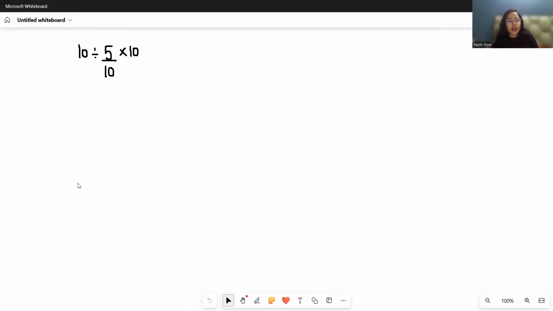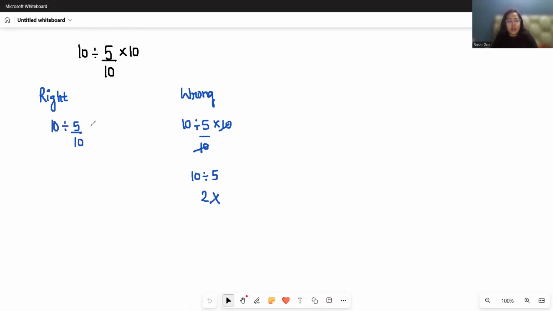In this video, we are going to solve a simple looking expression that many people fail to solve. So we are going to see what's the right method to solve it and what mistake people make in this. So 10 divided by 5 multiply 10 by 10. Here what people do, they cancel out the 10 with 10 and then get 10 divided by 5 as 2, which is the incorrect answer. So here, 10 divided 5 by 10 times 10.